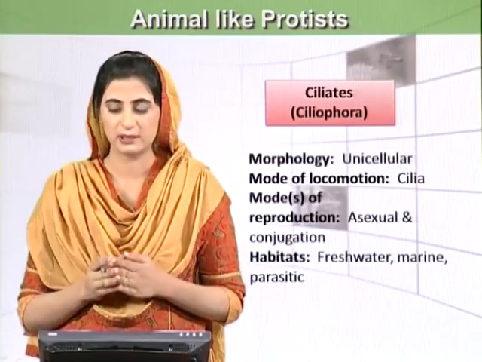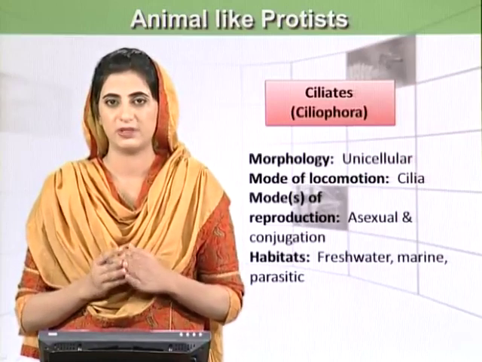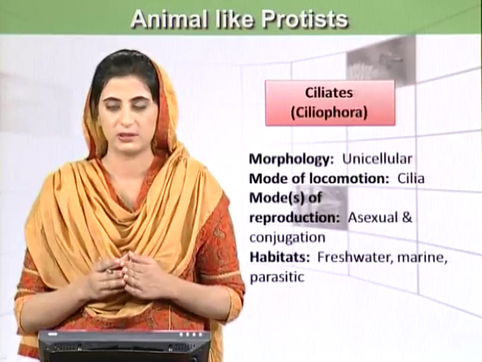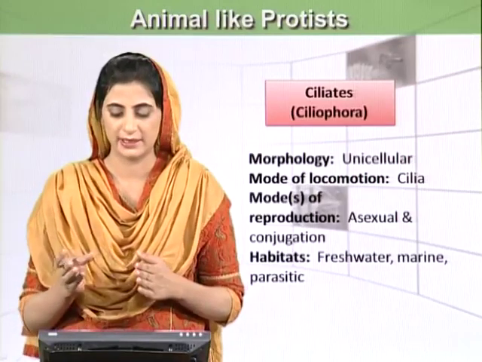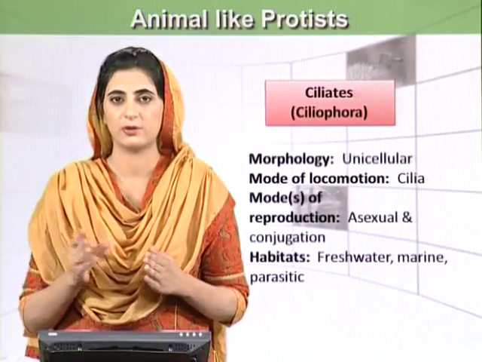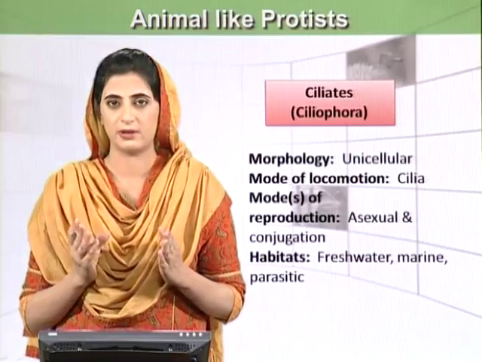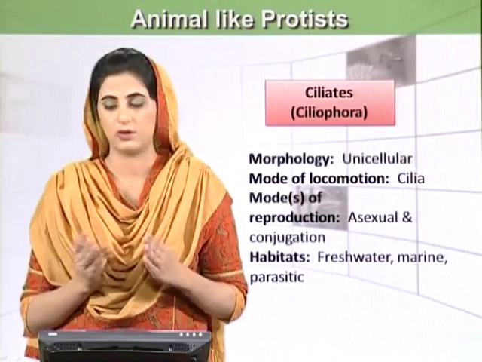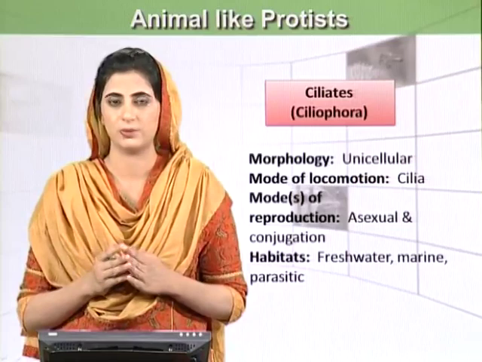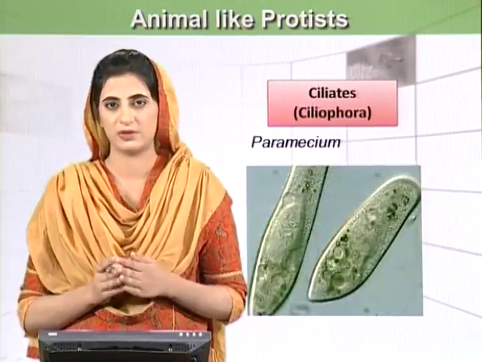Then we have ciliates. They are unicellular and they move with the help of cilia, as the name of this group states. They reproduce by asexual means, and for sexual reproduction they adopt the process of conjugation too. They live in freshwater or marine habitats, or they may be parasitic too. Paramecium is one example of ciliates.